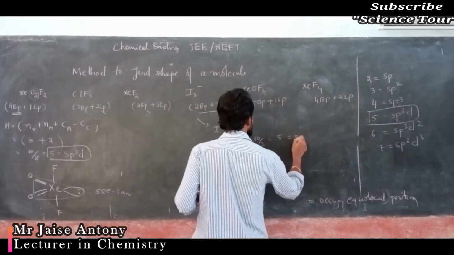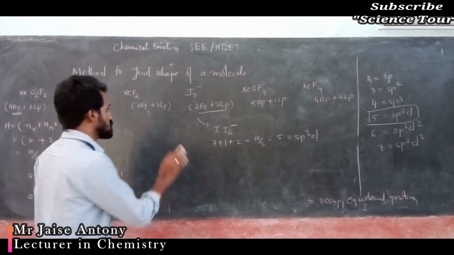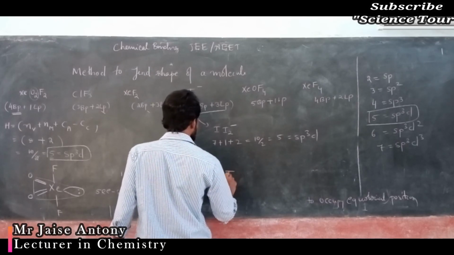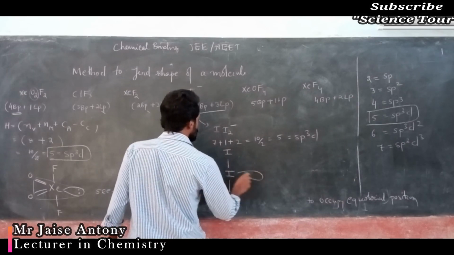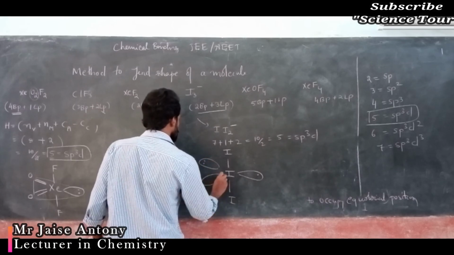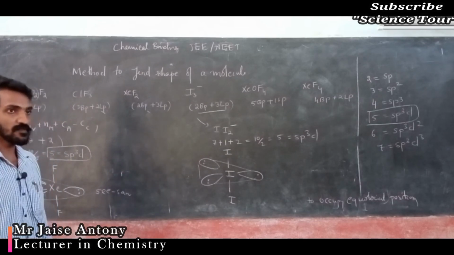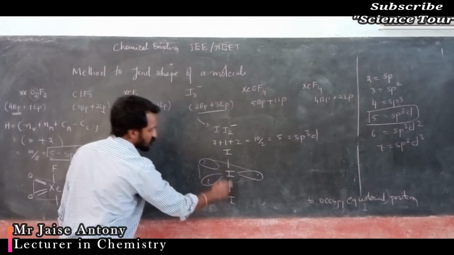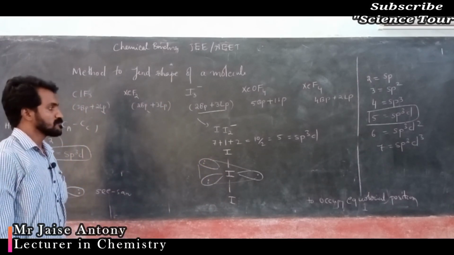5 means sp3d. General geometry is trigonal bipyramidal, but the shape is different, my dear students. One I at the center, and another I is placed here, another I is placed here, and one lone pair here, another lone pair here, and another lone pair here. So the geometry is trigonal bipyramidal, but the shape is linear, because the I atoms form bonds like this, linear. Okay, over.